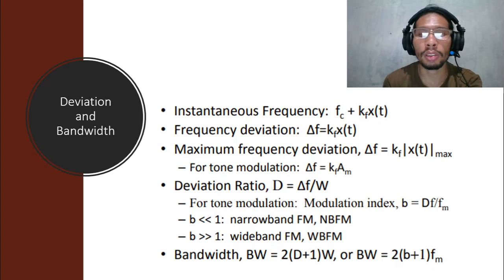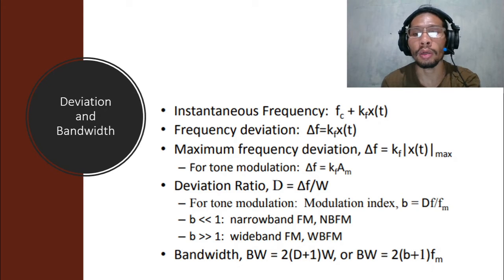If beta is less than 1, the FM is a narrow band or NBFM. When beta is greater than 1, the FM is a wideband or WBFM. And to get the bandwidth, BW is equal to 2 times D plus 1 times the maximum modulating frequency.